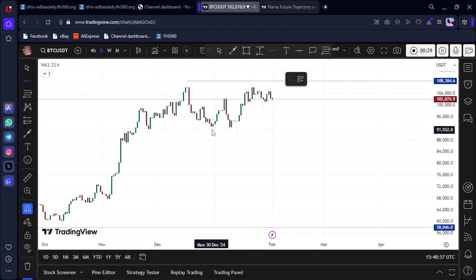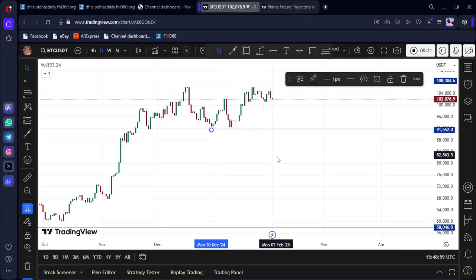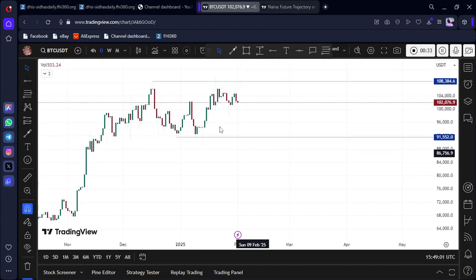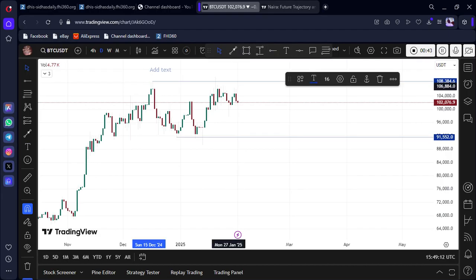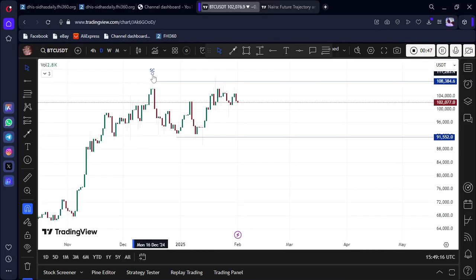So I'm going to put this here. I'm using my magnetic tool. So this is actually my trading range. So this point is my sell climax. So this is my sell climax.